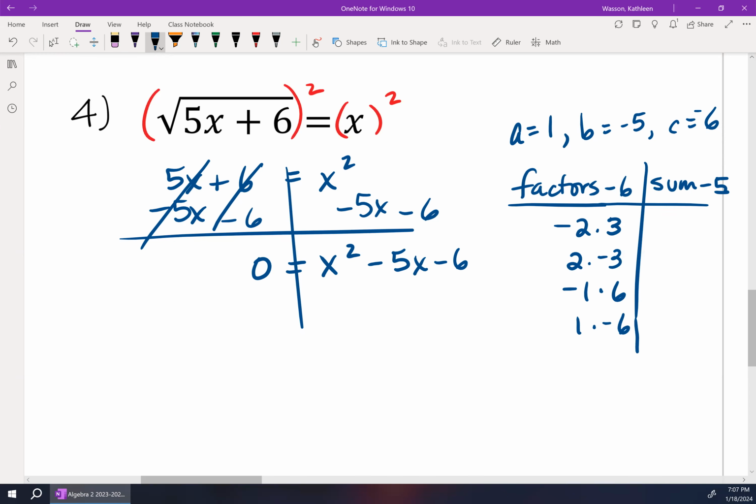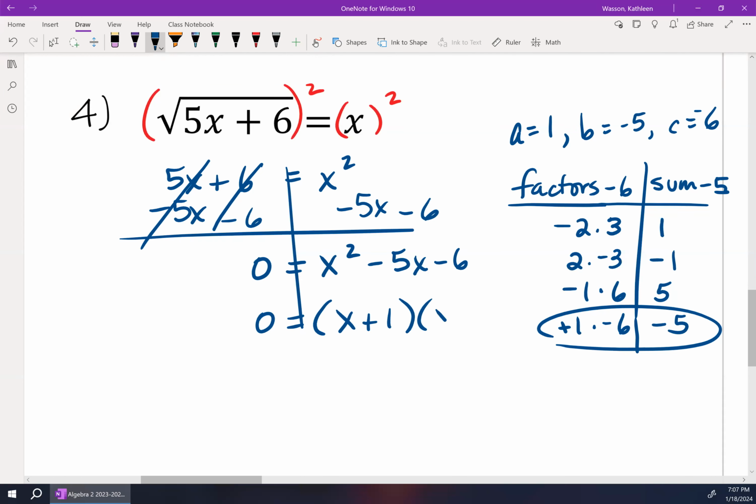And I need the sums of these. I need the sum to be -5. If I do this one, I get 1, and this sum is -1. This sum is 5. The sum is -5. 1 minus 6 is -5. So those are the factors I'll use. +1, -6. 0 equals x plus 1 times x minus 6.